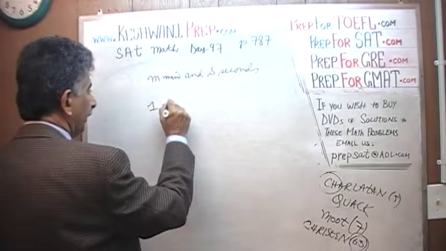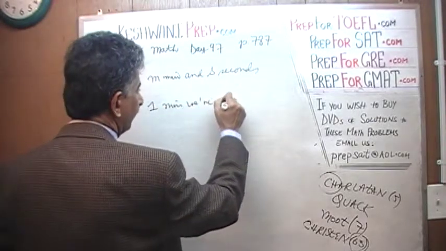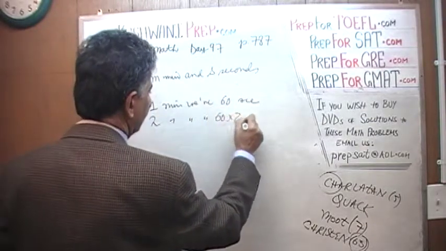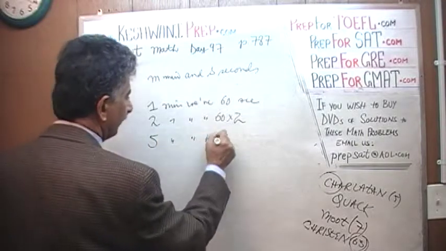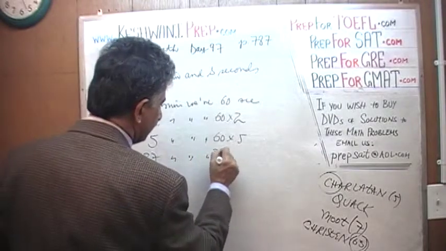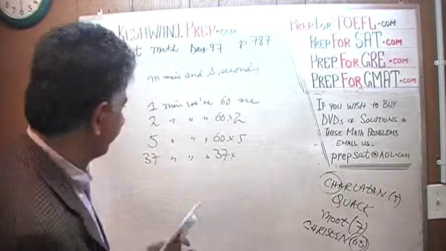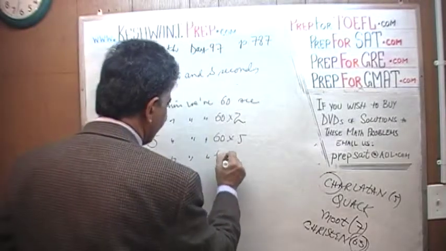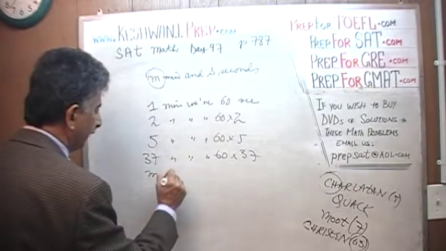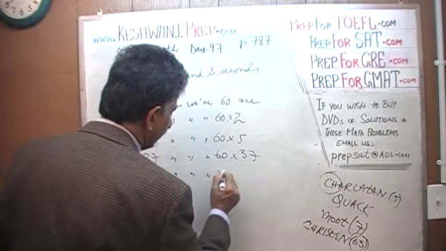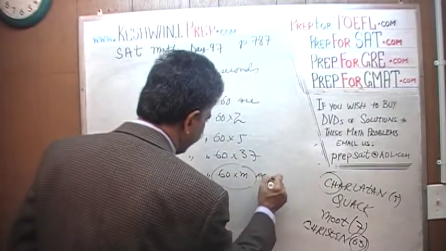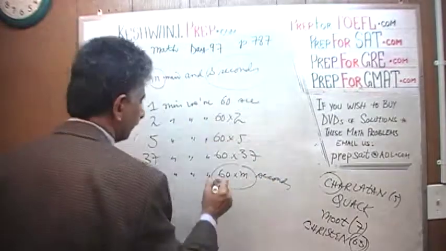You see, in 1 minute, we have 60 seconds. In 2 minutes, we have 60 times 2. In 5 minutes, we have 60 times 5. In 37 minutes, we will have 60 times 37. And therefore, in m minutes, we will have 60 times m seconds plus the s seconds.